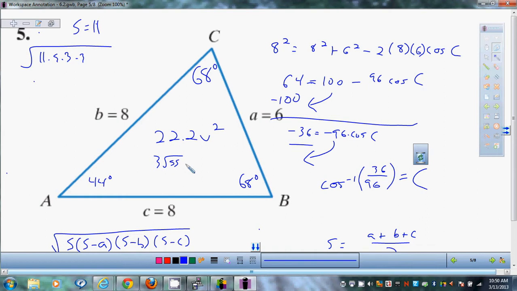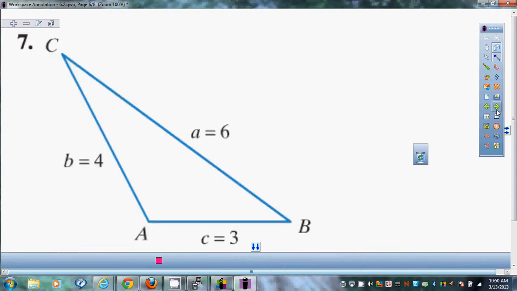Okay. I want you to find the area and missing angles for this triangle. Area and missing angles for that triangle. We'll discuss. If you're feeling confident, I can let somebody work it on my board.